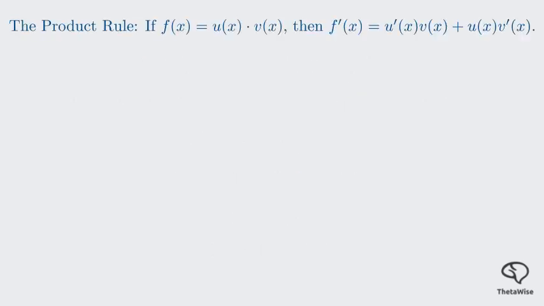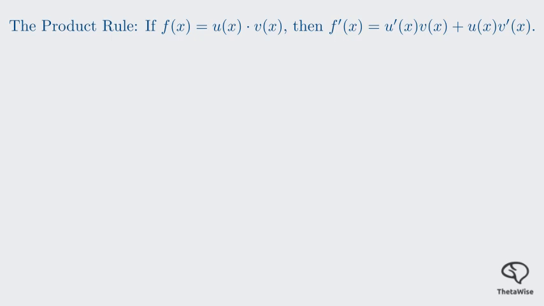If f of x is the product of two functions, u of x and v of x, then its derivative is the derivative of the first function times the second function, plus the first function times the derivative of the second function. A common way to remember this is first times derivative of second plus second times derivative of first.